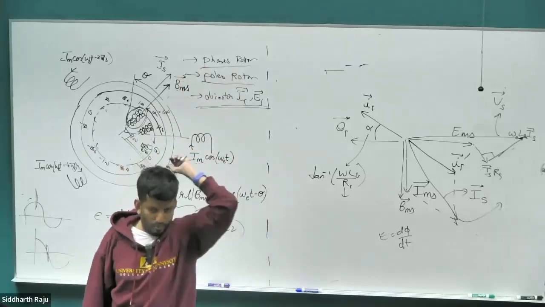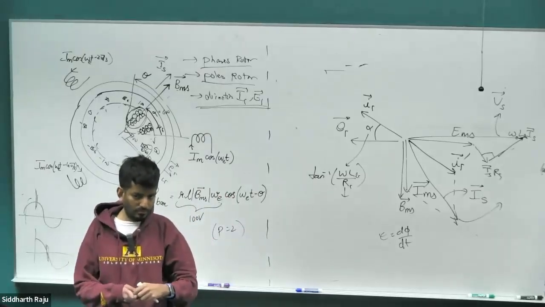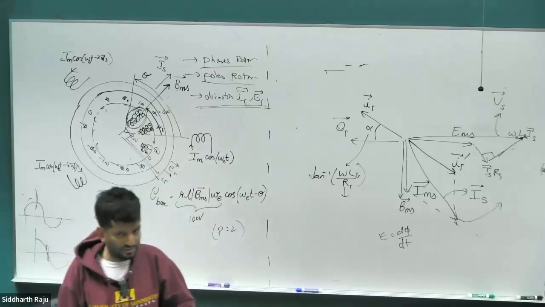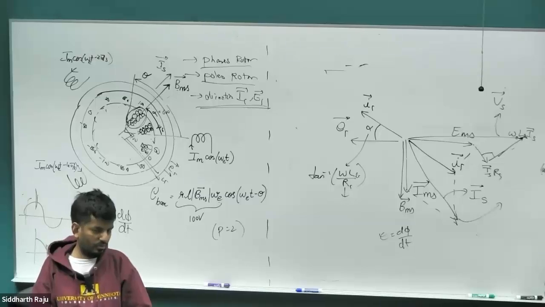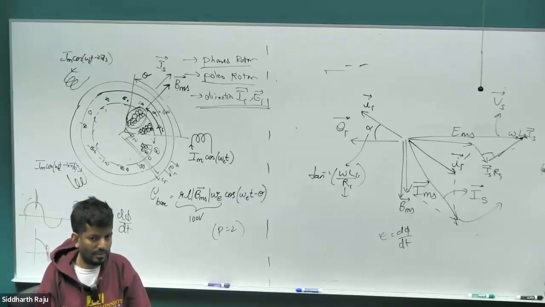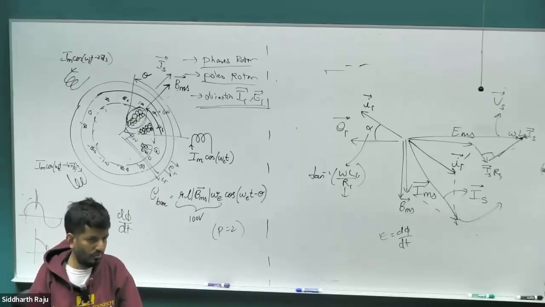If I have a 4-pole induction motor, what will be the number of poles on the rotor? And the other part of the question is, if I had a 3-phase induction motor, what will be the number of phases on the rotor? Answering the question about phase is a little bit tricky, but let's start with poles. If I had a 4-pole stator, what will be the number of poles on the rotor? Take a guess.